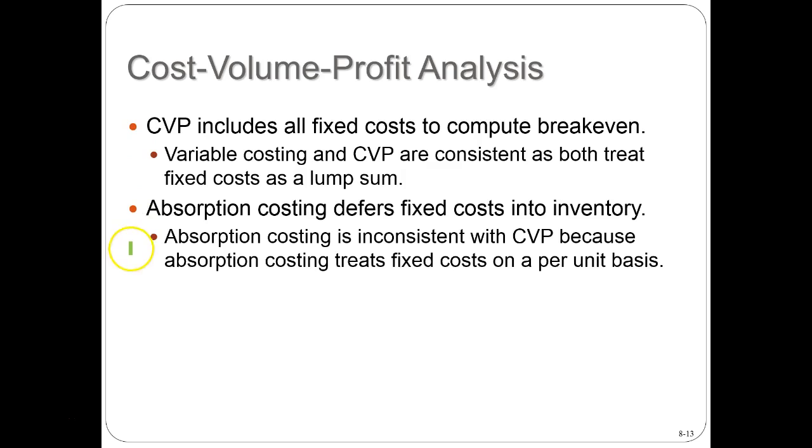The absorption costing defers fixed costs into inventory. Absorption costing is inconsistent with cost volume profit because absorption costing treats fixed costs on a per unit basis. So that's basically the reason why we would have this difference between the two. And that is it for this one.